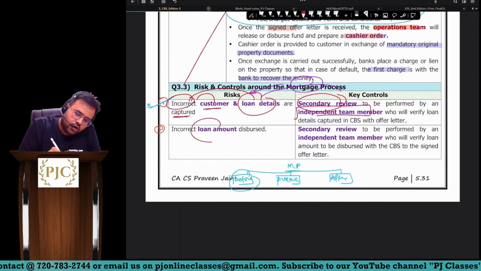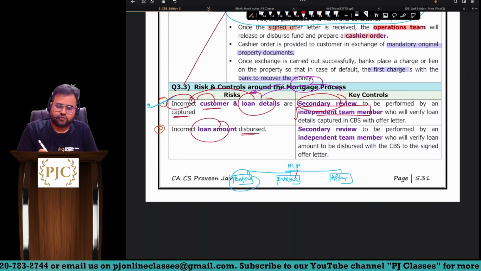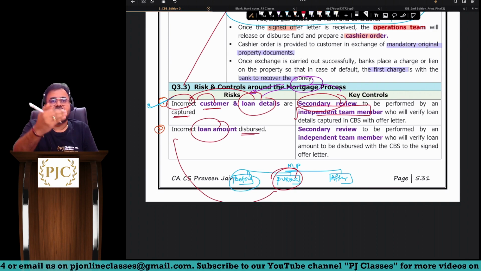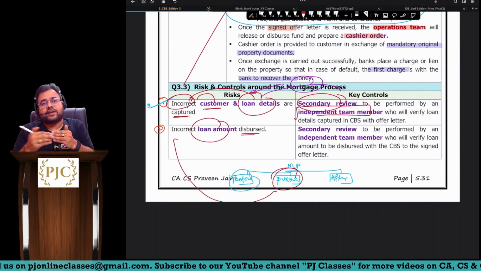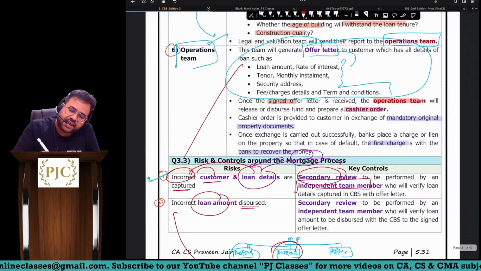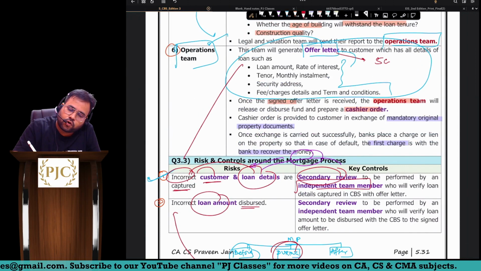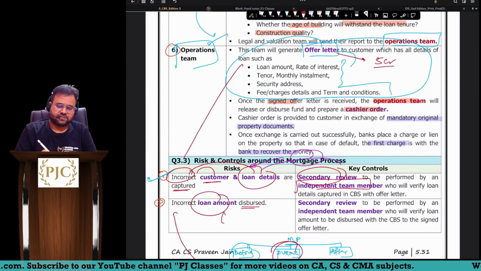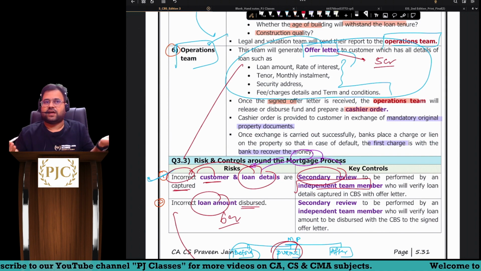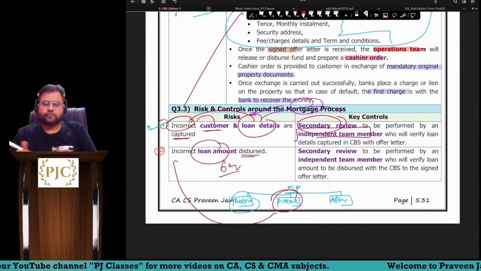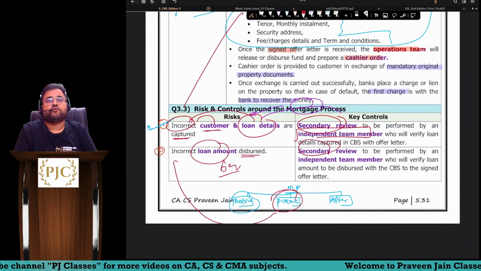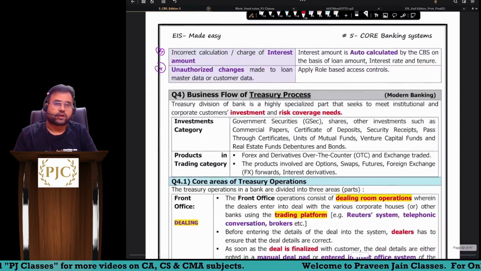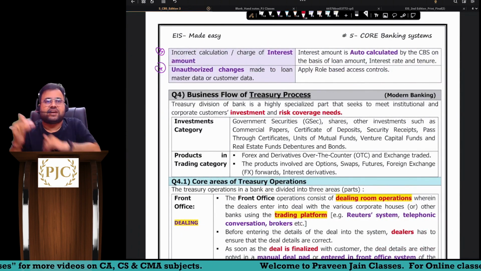Next, sir, loan amount is disbursed. So second risk is during disbursal of loan, sir. Sir, in the sanction letter we said that 5 crore loan will be given, but actually 6 crore loan is given, sir. Is it right? Answer is wrong. So here also what should be done, sir? Secondary review. And who should do this? An independent person, sir. Okay, 3 and 4 are after disbursement, sir.